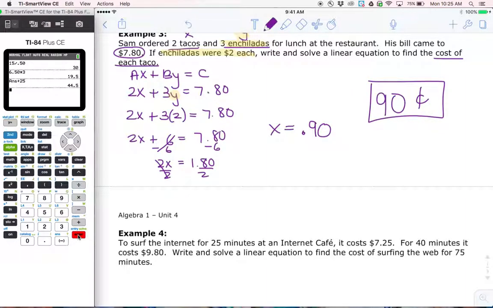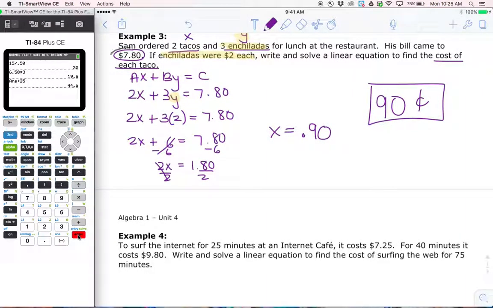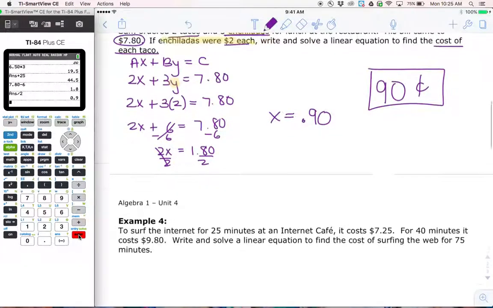Again, I really think y'all could do some of this in your head. Think about it. You spent $7.80 total. You bought 3 enchiladas for $2 each. So you spent $6 on enchiladas. Well, think about it. If you had $7.80 and you knew you spent 6 of it on enchiladas, that means that you have $1.80 left that you spent on tacos. And you got 2 of them. So divide that by 2, and there's your price for each taco. So again, we could have done this just in our minds, just using logic. The equation is supposed to help. Let's look at the next one.